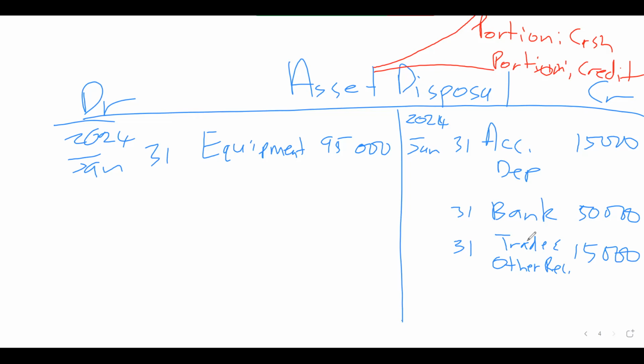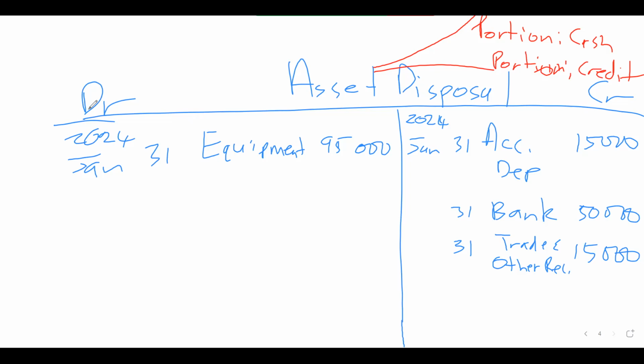Now, I want to ask you a question. If you compare the two sides, which side is bigger here? Credit side or the debit side? The debit side. Are you sure? Let's add the credit side. There's 15K plus 15K, which is 30, then plus the 50,000. That gives you 80,000, right? So the bigger side is the debit side.